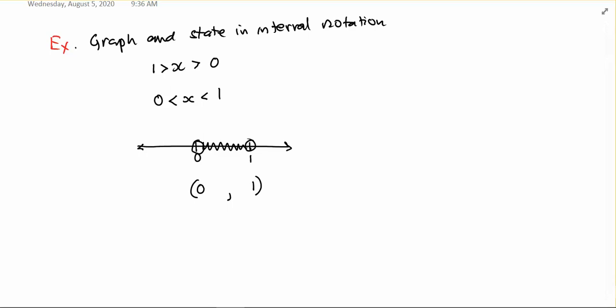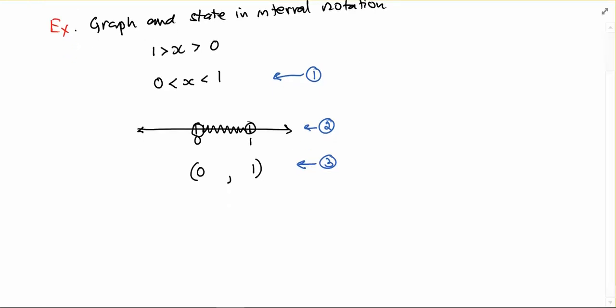Now there is yet another way of giving your answer to inequalities. So we really have three ways of expressing inequalities. One, as an inequality like this. Two, as a graph like this. Three, as an interval notation like this. There is yet a fourth way of expressing an inequality, and that's known as set builder.